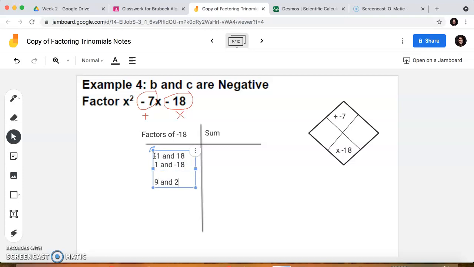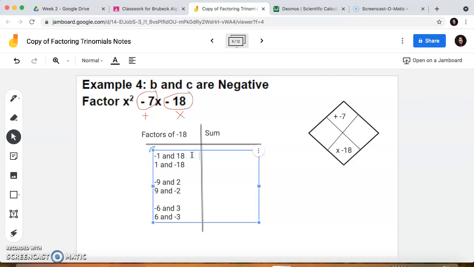9 and 2, but again, one of the numbers has to be negative for it to multiply to be a negative number. So we can do negative 9, and then we can also try a negative 2. 6 and 3 multiplies to get 18, but again, one of the numbers has to be negative. So negative 3 and 6, and 3 and negative 6. Is that everything that equals 18? I think so. So then we can add negative 1 and 18.